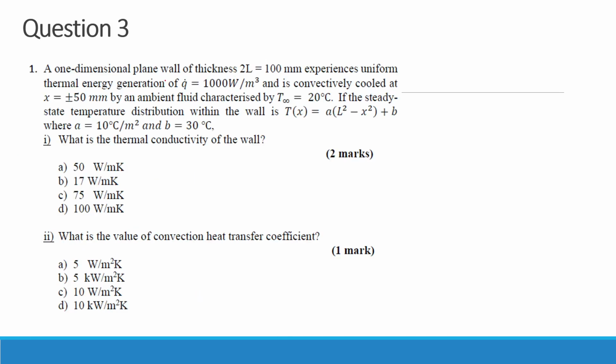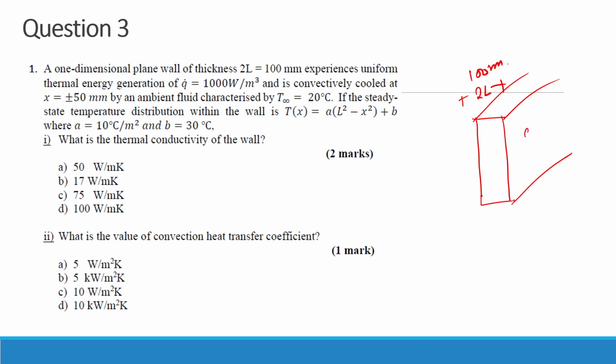So the question is, a one-dimensional plane wall of thickness 2L experiences uniform thermal energy generation of Q dot and is convectively cooled at x equal to plus or minus 50 mm by an ambient fluid characterized by T infinity equal to 20 degrees Celsius. That is, we have been given a block, so the thickness of this wall is 2L equal to 100 mm.